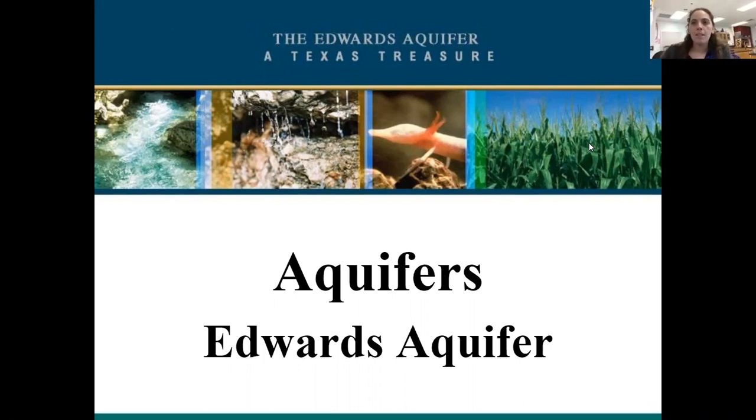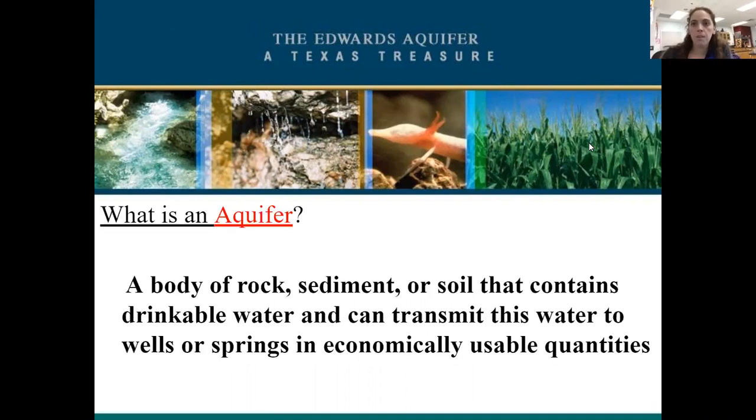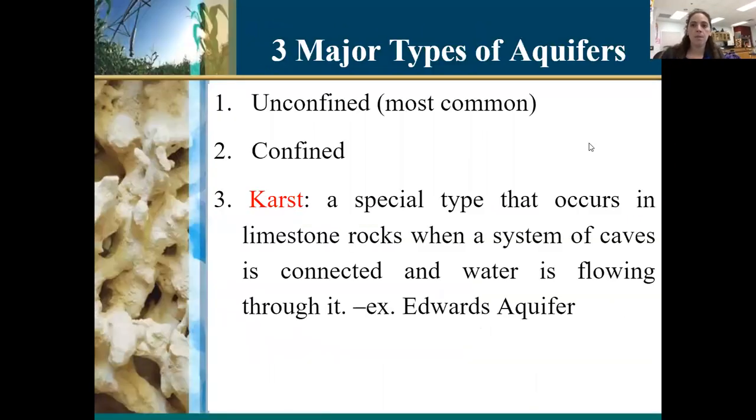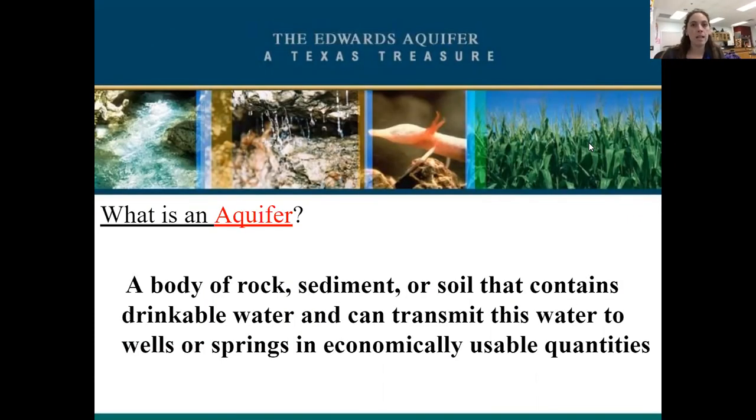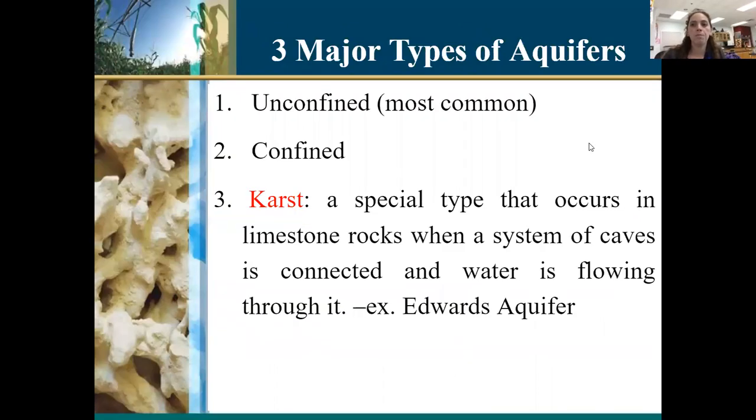Hello everyone, today we're going to talk about aquifers and then specifically our own local Edwards Aquifer. So first, our definition of an aquifer. An aquifer is going to be a body of rock, sediment, or soil that contains drinkable water and can transmit or carry this water to wells or springs in economically usable quantities. A few key words there. It's got to be a usable quantity.